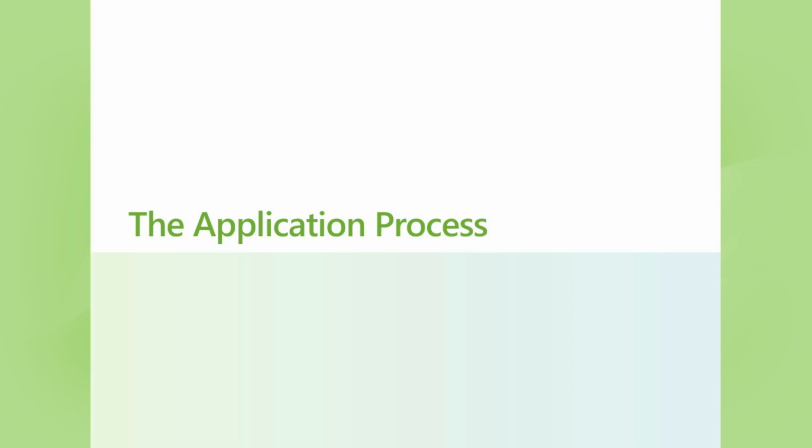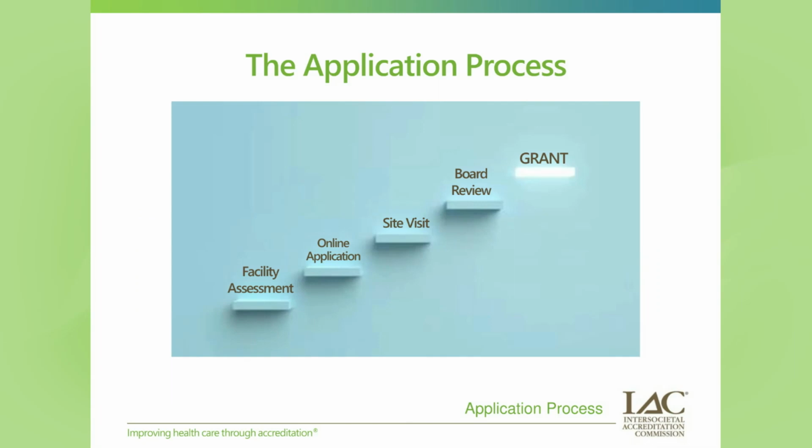So we're going to move into the application process, especially for those of you who are not familiar with it. The application process starts with a facility assessment. Basically, you go over the standards, see where your deficiencies are, see where some changes might need to be made. You're going to complete the online application. Once the application is submitted, we will come out for a site visit. Once the site visit is done, the results of the site visit and any of the medical records, protocols, and policies will all go to the board for review. And then that's when you'll be granted.